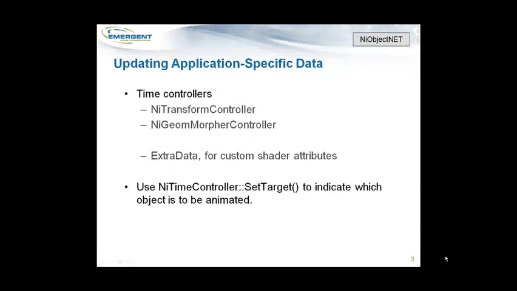This application-specific data can be updated by time controllers. Usually, you'll have an artist working on animations. They'll bake out a KF or KFM file, and you'll have an NI actor manager that pulls in all the animations for this actor, whether that actor is an animated character or some effect in the world. But you can go in at a lower level and deal with individual transforms, individual morphs, individual custom shader attributes, and their controllers.